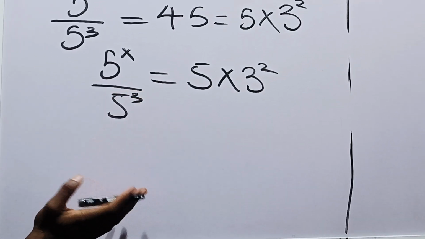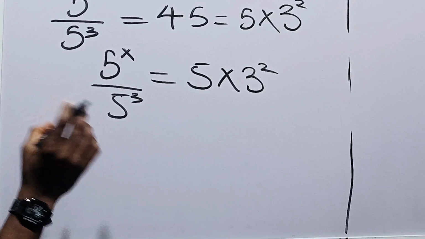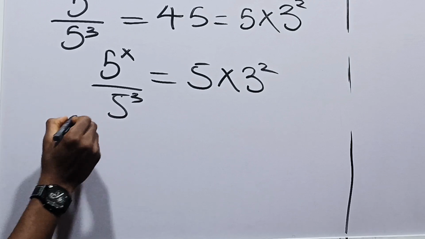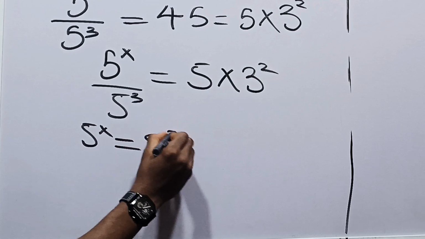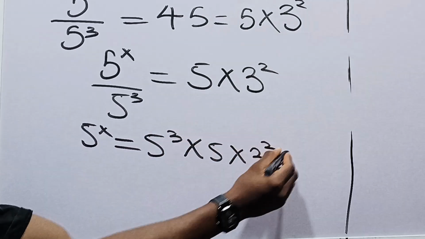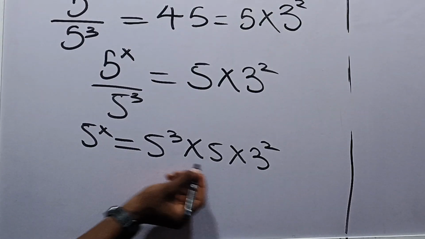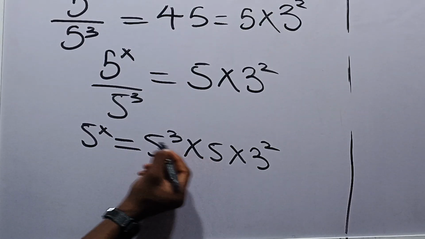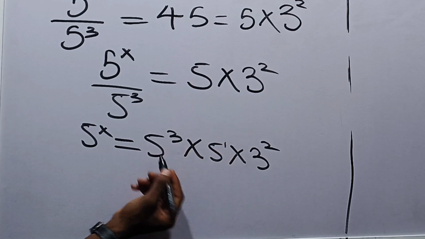Now, let's multiply both sides by 5 raised to the power 3. So we have 5 raised to the power x equal to 5 raised to the power 3 times 5 times 3 squared. When we have multiplication of two numbers in the same base, this is 5 raised to the power 3 and this is 5 raised to the power 1, because 5 raised to the power 1 is equal to 5.